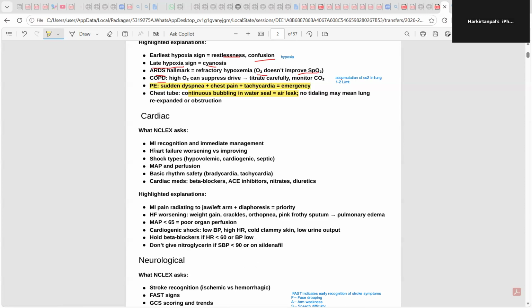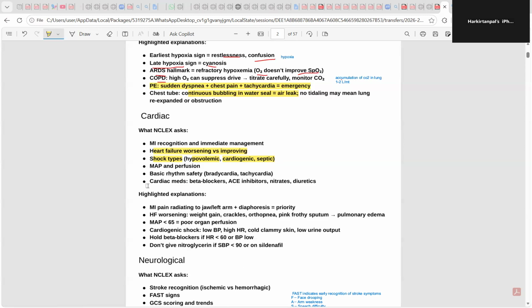And also for a heart failure patient, we need to check whether the condition is worsening or improving. And shock, mainly we need to identify hypovolemic shock, cardiogenic shock, or septic shock. If there is bleeding, which one is the reason? Hypovolemic shock, hemorrhage. If there is any cardiac condition, for example heart failure, contributing to shock, that is cardiogenic shock. And if the shock is related to any sepsis or infection, that is septic shock. But we need to identify which is the root cause for the shock.